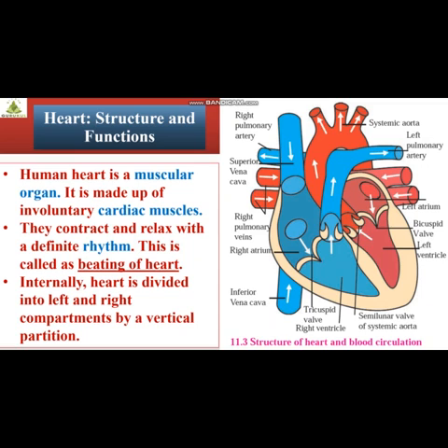The human heart is a muscular organ. It is made up of involuntary cardiac muscles. Involuntary means not moving by will, voluntary means movable, right? They contract and relax with a definite rhythm, with a definite pattern. They contract and relax, and this is called the beating of the heart, correct?